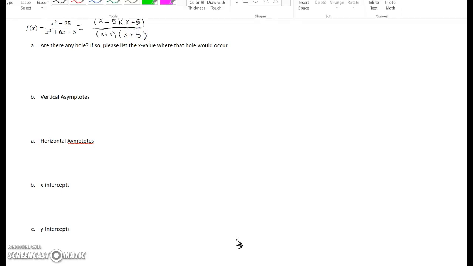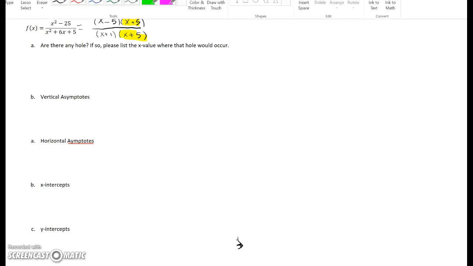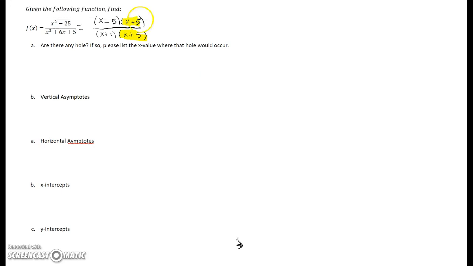Now let me get another pen. Do you see that there are common factors here? There's an x plus 5 in the top and an x plus 5 in the bottom. So we know we can cancel those out, but we have to be careful, because that means there is a hole. When there's a common factor, the hole exists where it is zero. We did a lot of this earlier in chapter 4. So the answer is yes, there is going to be a hole.